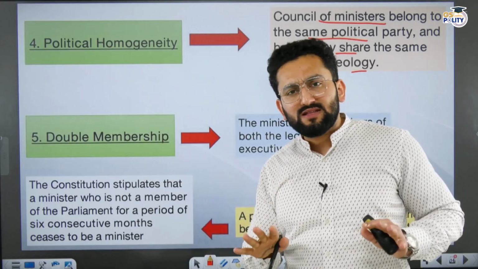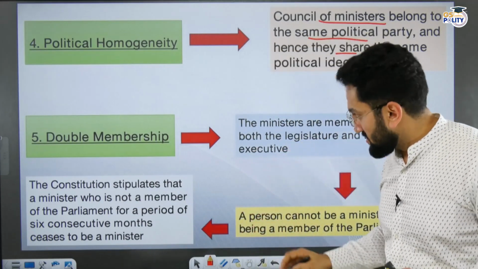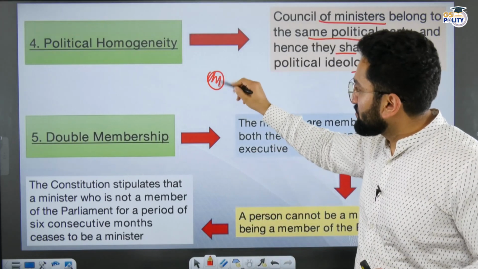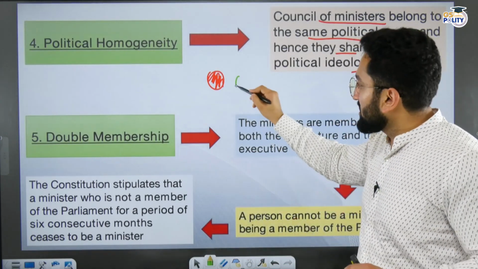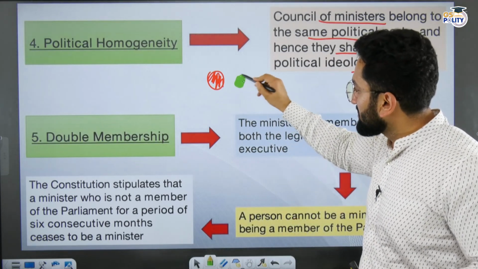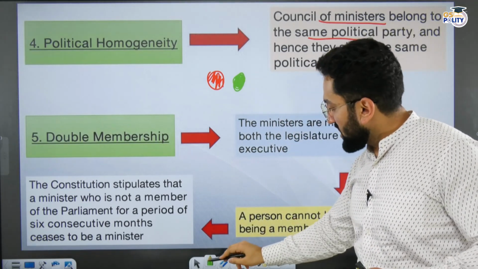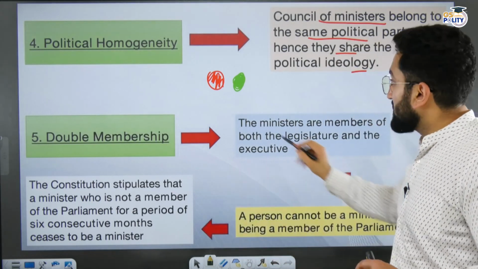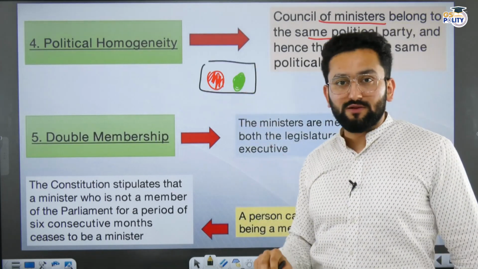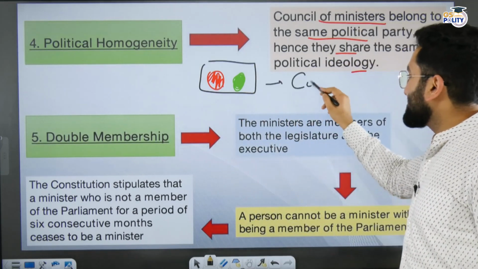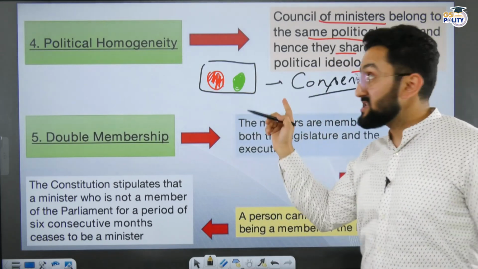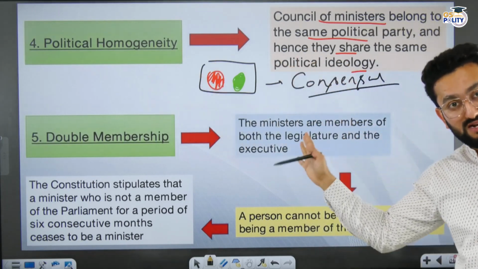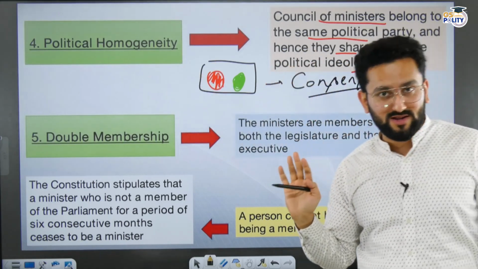So the parliamentary system says that if some parties are coming together, say this is the red party, there is another party, and we have another party representing the green color, right? So they are together forming the government, but they have to come together. They have to come to a consensus. That's the only way to run the government. So it means political homogeneity will be maintained through consensus between different parties.